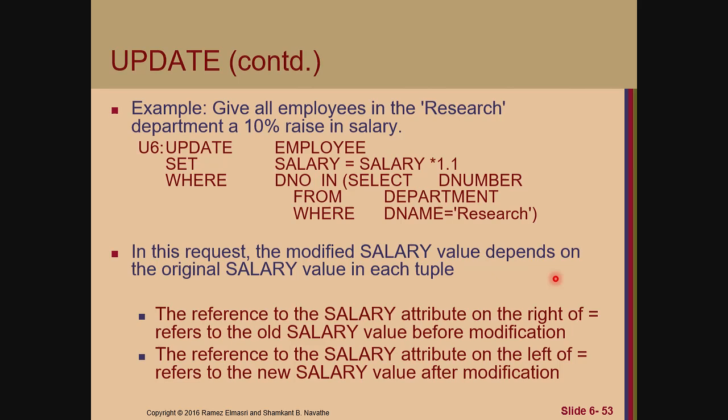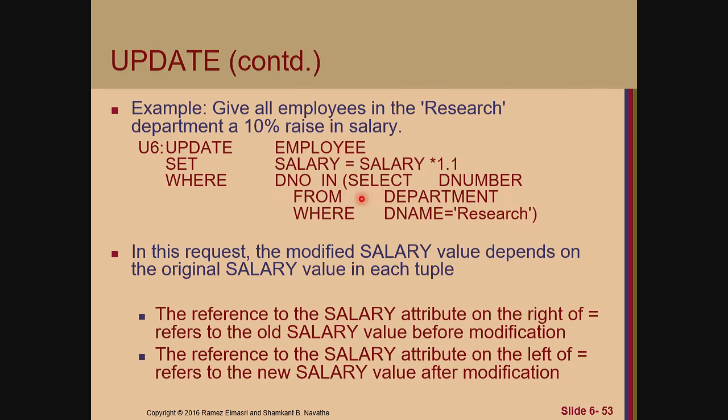And you can also give all employees in the research department a 10% raise in salary. This is good news for the research department, right? Increase the salary by 10%. So you can use this one: set salary equal to salary multiplied by 1.1, with the condition that DNO is in the select of the number from department where the name equals research.